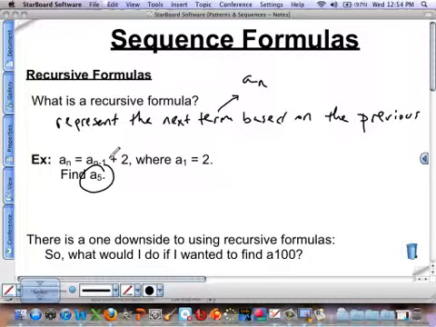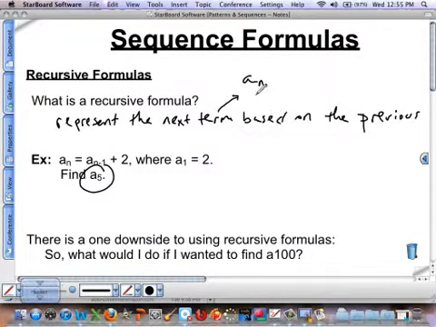You might want to make a note of that in your notes. A sub 5 means the fifth term. A sub 10 means what? The 10th term. So the subscript is the term number. So if I have a sub 5, what's the previous term? A sub 4.